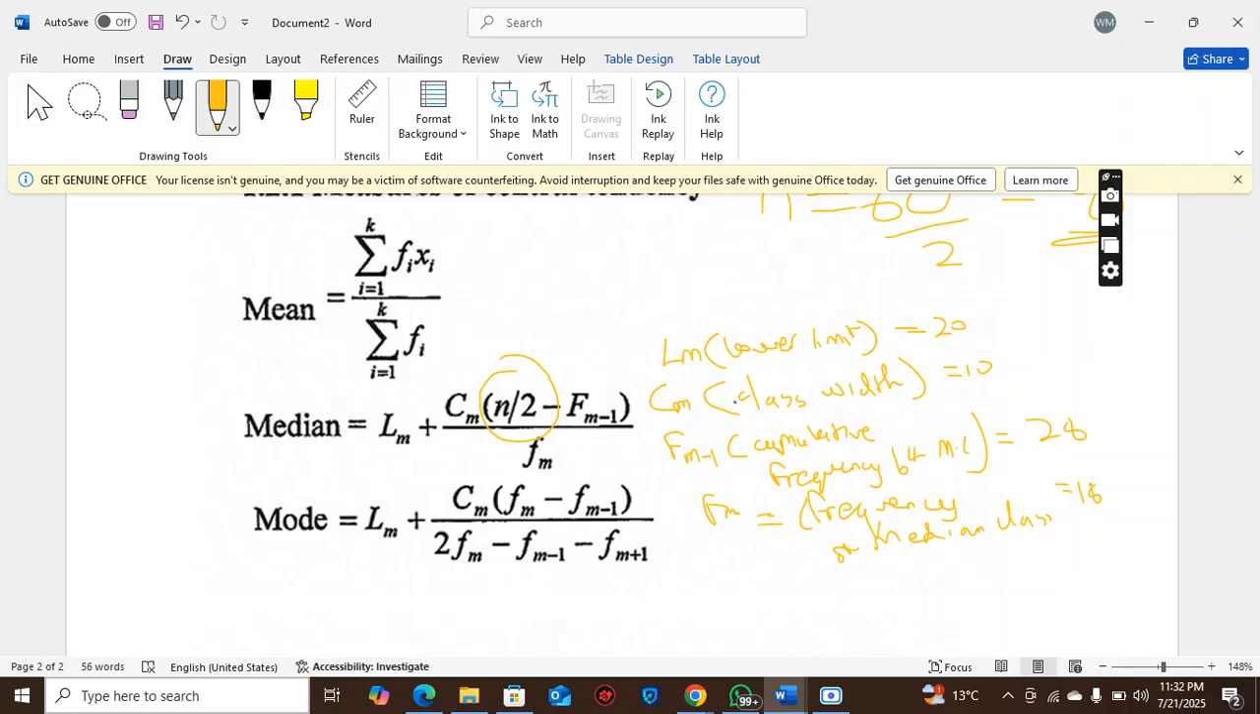So we can put it in the formula, colleagues, and you tell me what answer you get. So for the median, it will be 20 plus CM is 10. N divided by 2 is 30. FM minus 1 is 28, over FM, 18.